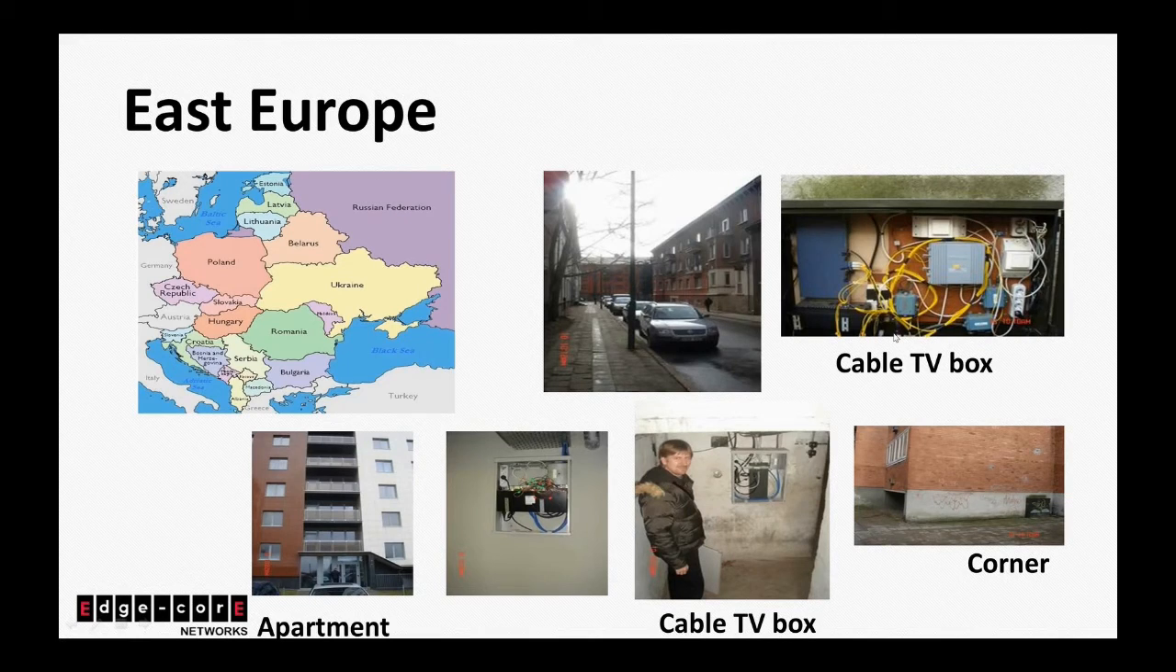Here you can see there is a cable TV box. So the cable TV provider also has a fiber infrastructure. So they can put our switch in the cable TV box, and then they can use the copper cable to provide broadband access service to the apartment user.